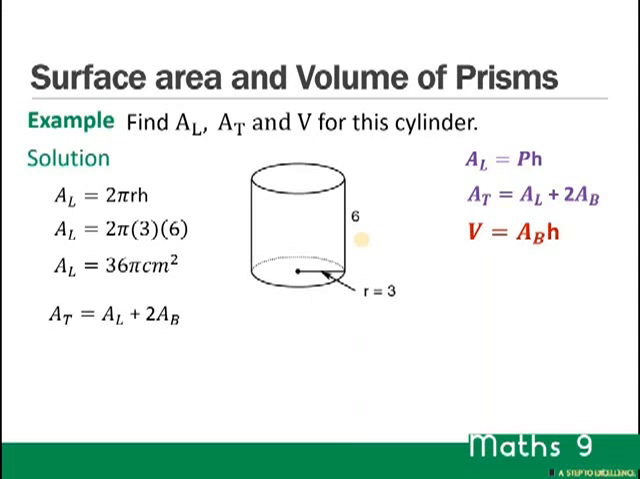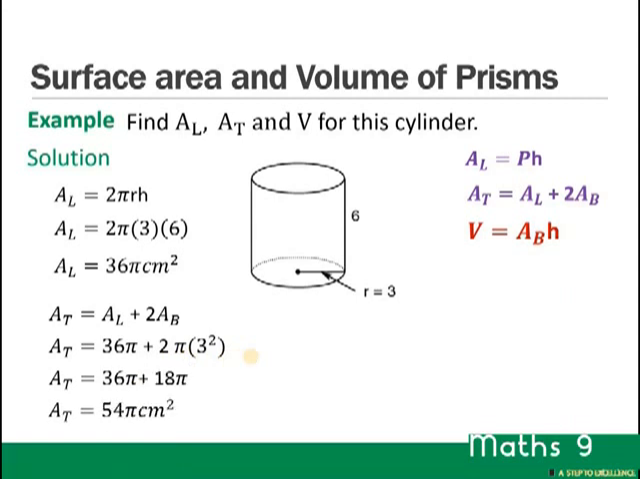The total surface area is AL plus 2AB, and in this case the area of the base is pi times 3 squared, so it's 36 pi plus 2 times pi times 3 squared, which is 36 pi plus 18 pi, which is 54 pi centimeters squared. And the volume is pi times 3 squared for the area of the base multiplied by the height, which is 6. So pi times 3 squared times 6, which is 54 pi centimeters cubed.